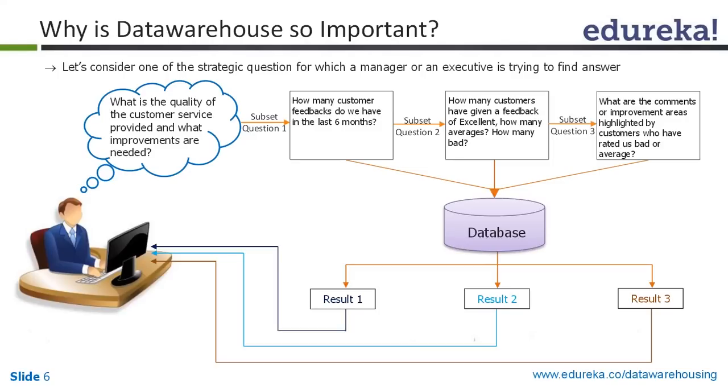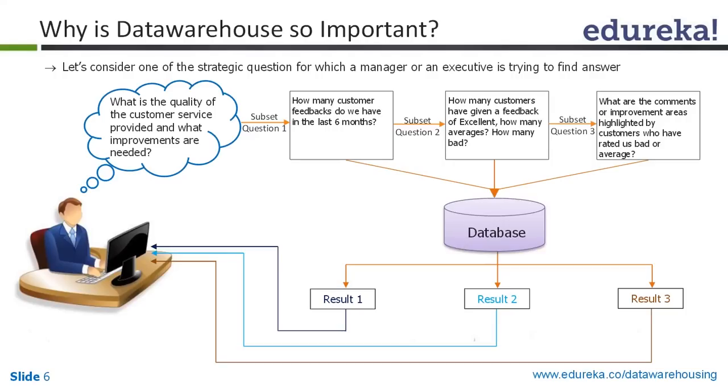Why are people giving average? Why are people giving bad? They will have another column, which is a comments column. What are the comments that the customers have given in their feedback? Maybe one person says that your distribution channel is not good. Maybe one person says that your support is not good. And that is the reason why they have given that rating. So we can identify why they have given the feedback that they have given.